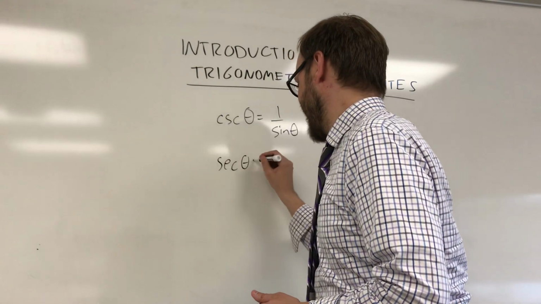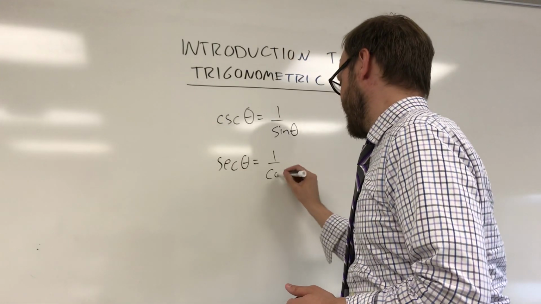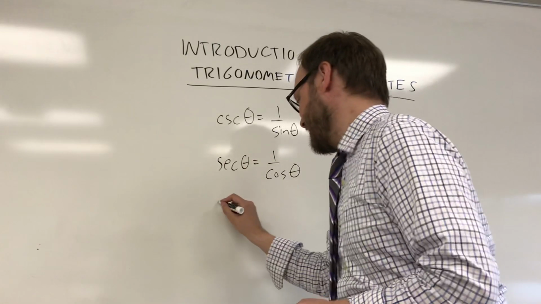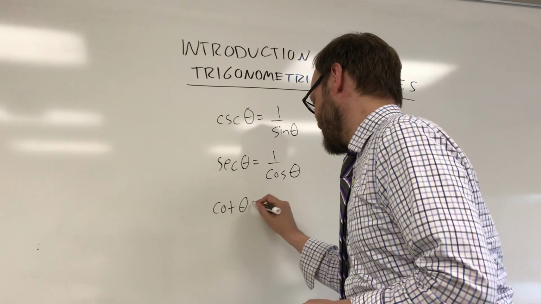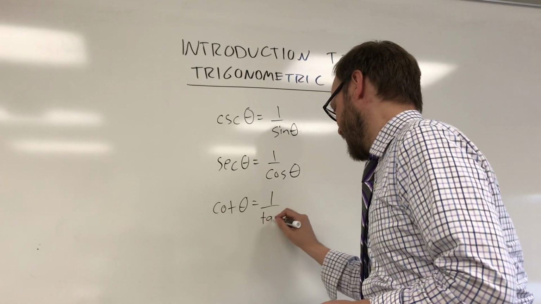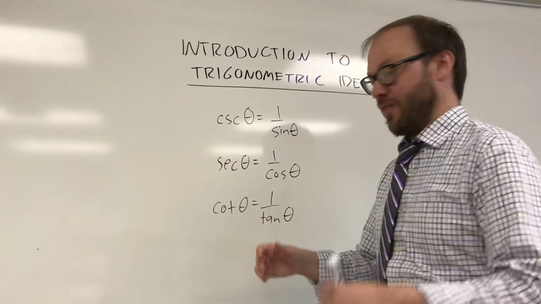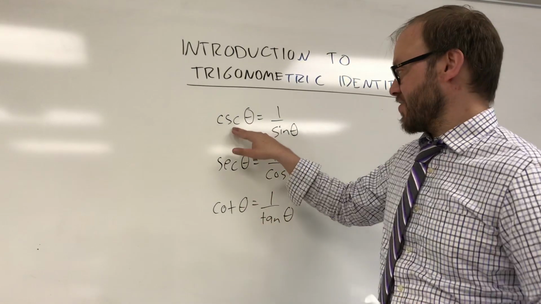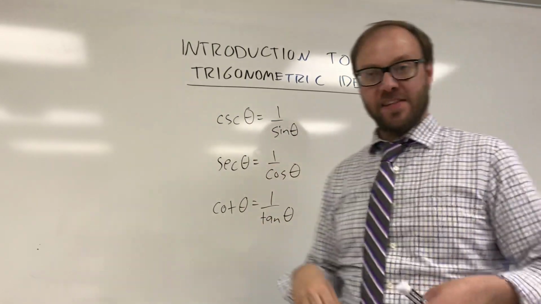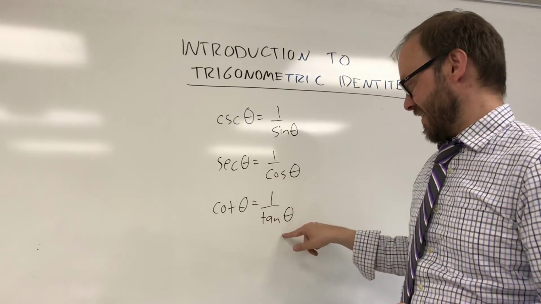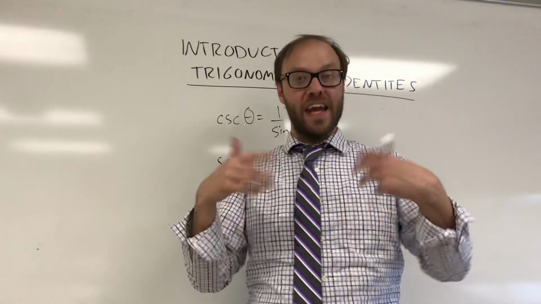Secant of theta is the reciprocal of the cosine function, so make sure you know that relationship. And finally, the cotangent function is the same thing as the reciprocal of the tangent function. Those are trig identities. They're equal. So anywhere I see a cosecant, if I want to put a 1 over sine in place of it, I can. Anywhere I see this, I can put that. Anywhere I see that, I can replace it with that other statement. Or again, the reverse.